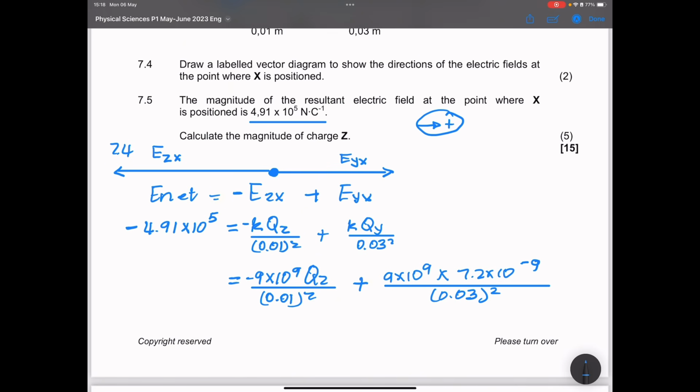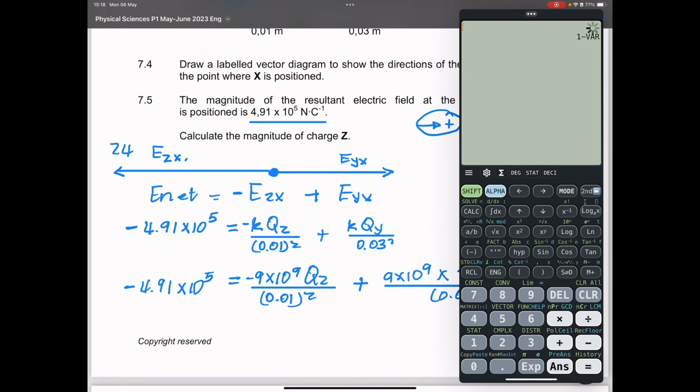Right, and this is equal to, I said the field there will be negative 4.91, and the reason why I said negative is because I said EZ should be much bigger because of that distance. So this is times 10 exponent 5, unless the charge on Z is really significantly larger. So I'm going to take that to the other side as well. All right, so let's whip out our calculator.